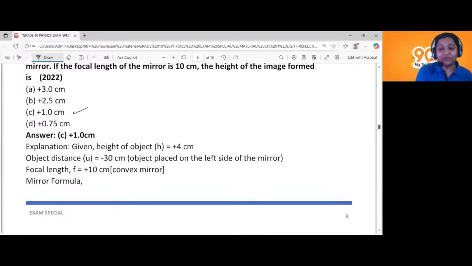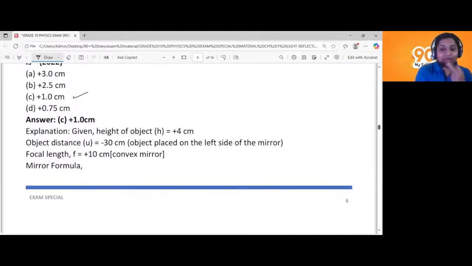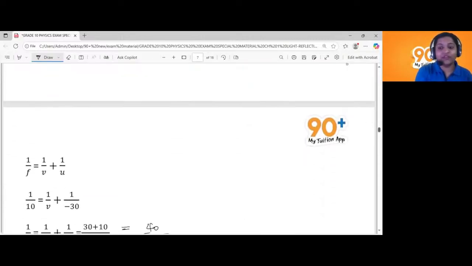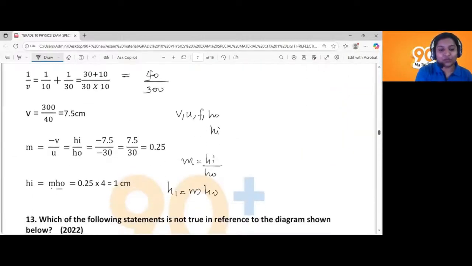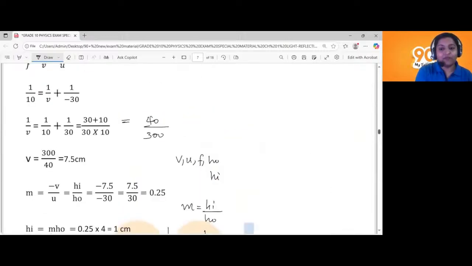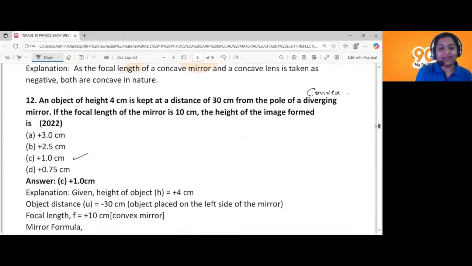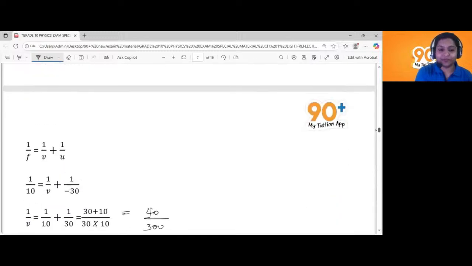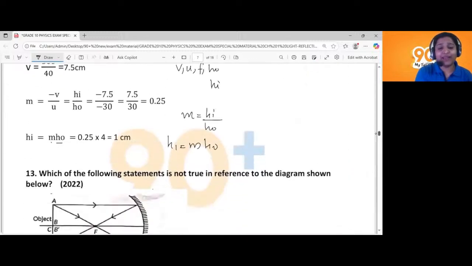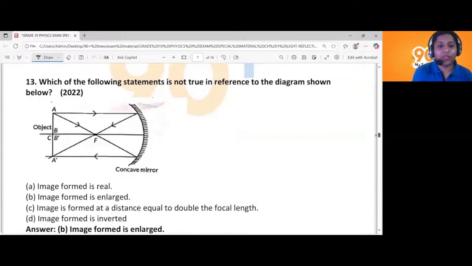Apply the mirror formula. After that, equate the two different formulas for magnification. First of all, we have to analyze that the kind of mirror is convex because it is diverging. Focal length for a convex mirror is positive. If you take negative 10, your answer will be wrong.